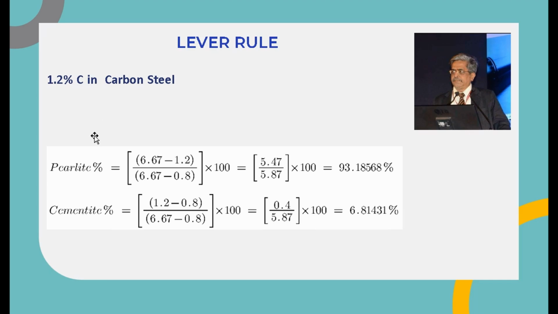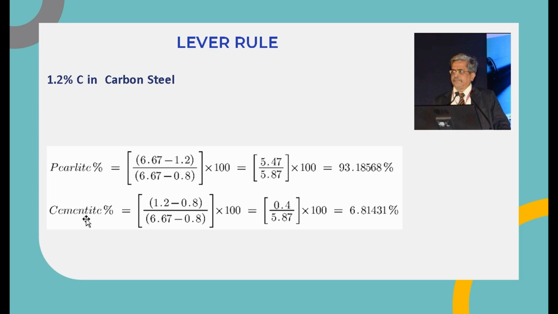If I intend to know the pearlite and cementite percentage, earlier I had done ferrite and cementite percentage. Now I will calculate pearlite and cementite percentage. So there will be an imaginary line at 1.2% carbon steel. For pearlite, I will take the branch opposite to pearlite touching cementite. So 6.67 minus 1.2 divided by the total distance 6.67 minus 0.8, into 100, is the percentage.